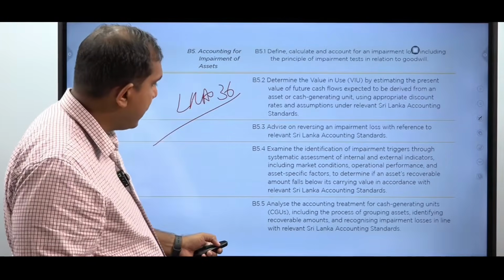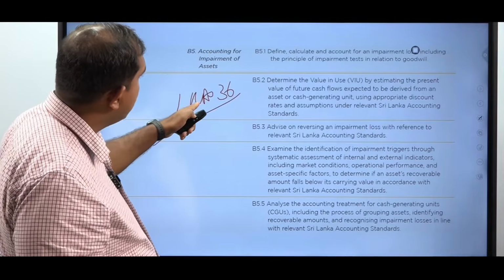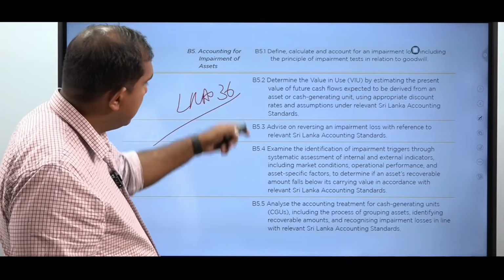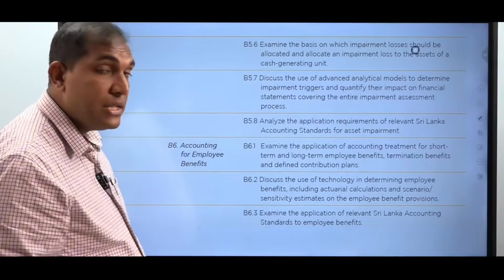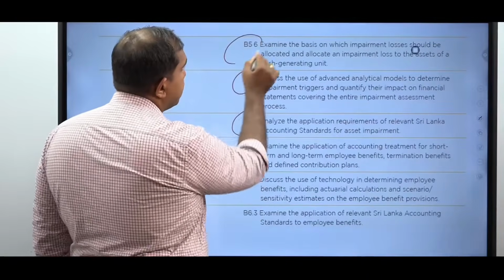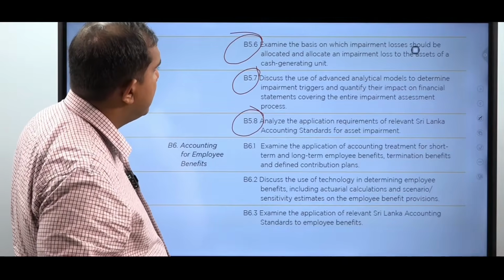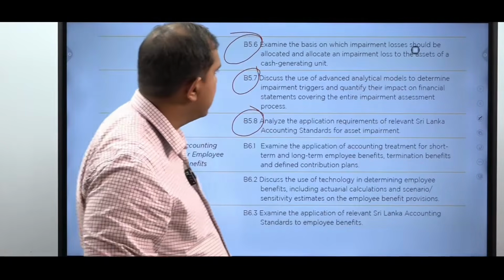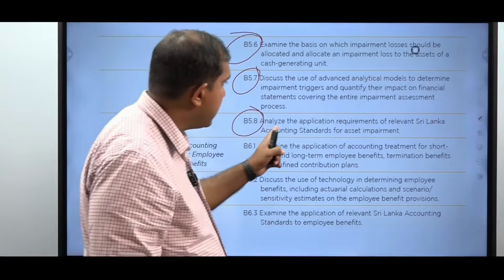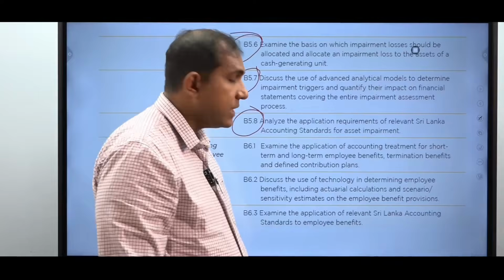5.1 to 5.5. That learning objective, accounting for impairment of assets, you need to learn in total 8 sub objectives. Discuss use of advanced analytical models for impairment, so we can discuss them. Then analyze the application of requirements of relevant accounting standards for assets impairment.